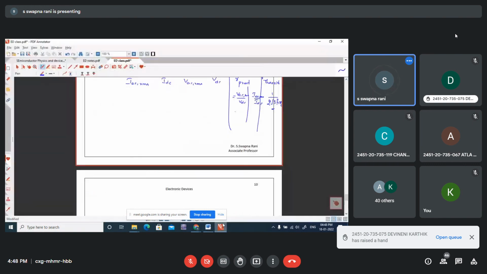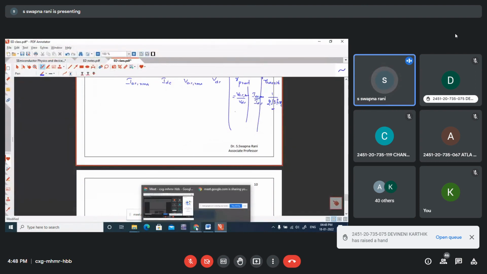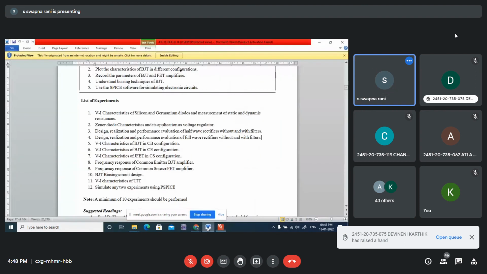So don't write JFET now. Unless I tell, you need not write JFET. So these are the experiments. You can write the theory, everything. Observations are also there with you. And you can leave 1 page for theoretical and practical calculations. So in every experiment, we have to derive some parameters from the characteristic curves. So I will tell you on Friday.